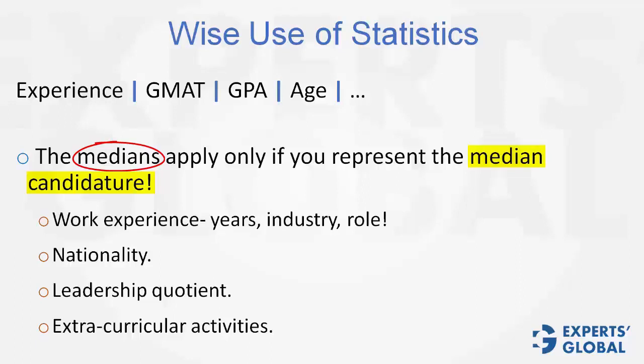For example, if you are an Indian, and that too with an engineering background, the competition for you is a lot higher. Therefore, the class average statistics, such as the average GMAT, may not apply for you. The average score of Indians with engineering backgrounds in schools is a lot higher than what the averages suggest.